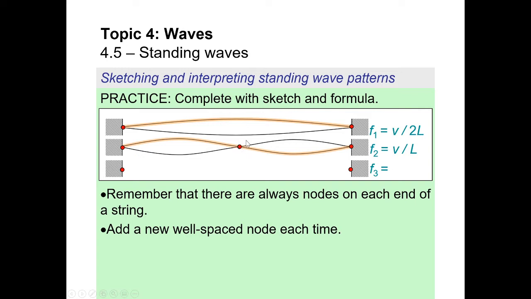So we have one node in the middle here for F2. For F3, we have the 2 nodes on the ends. Now we have 2 nodes in between, and they are also equally spaced out. Okay, so if this is easier for you to remember how to draw it, you can use this method too.